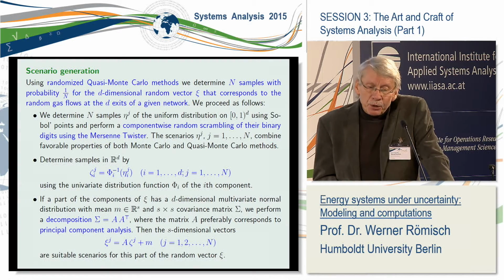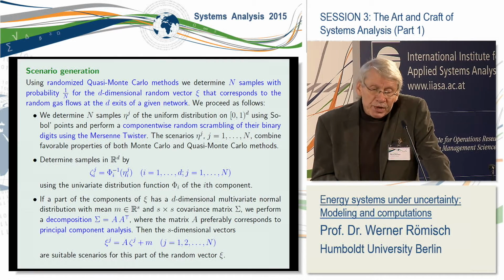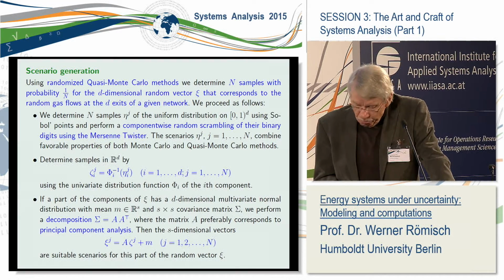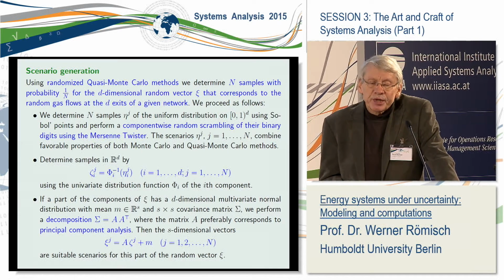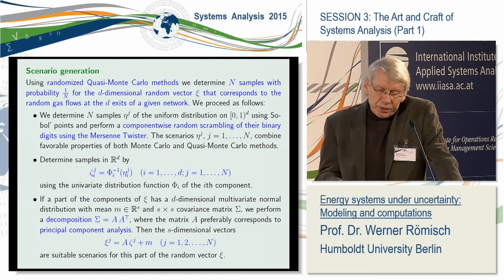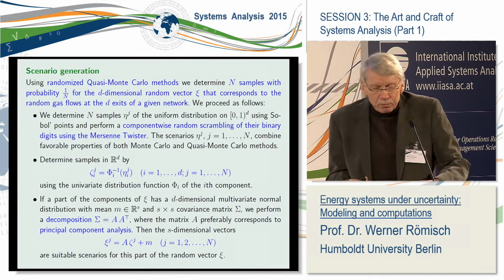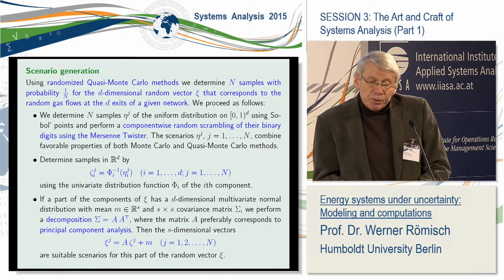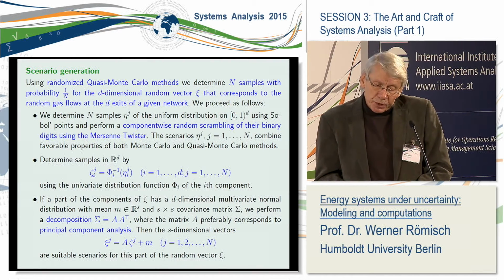Okay, scenario generation. How did we do it? We started with Monte Carlo or quasi-Monte Carlo estimates. In our case, we looked at so-called Sobol point sets, but we looked at random scramblings of such Sobol sets because it led to excellent multidimensional point sets in the unit cube. Then they were transformed via univariate distributions in the inverse distribution sense.